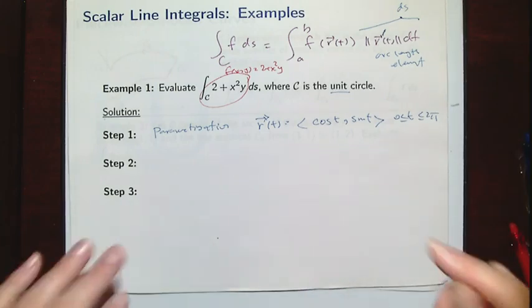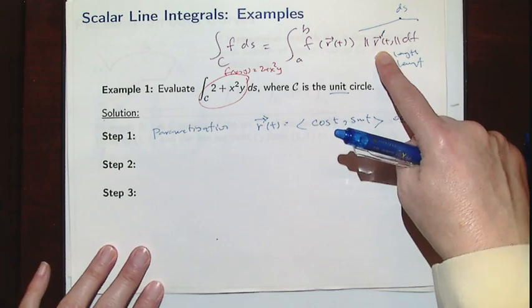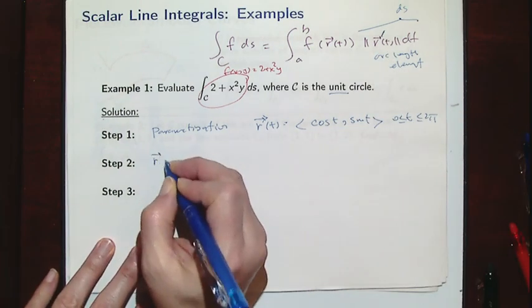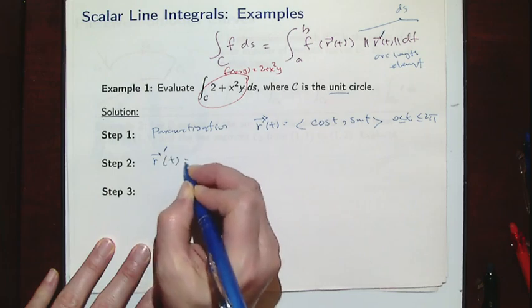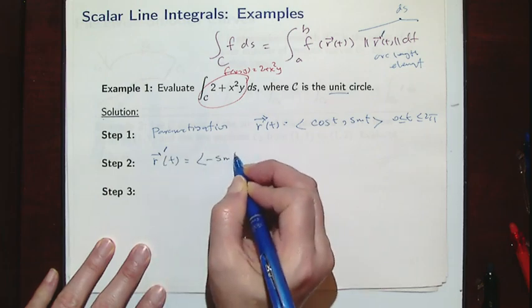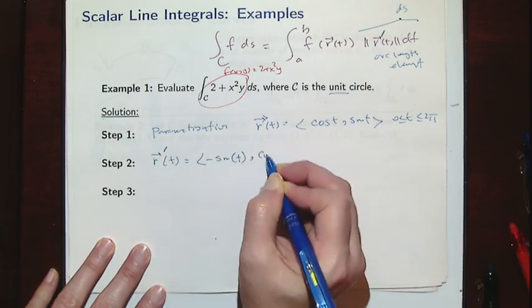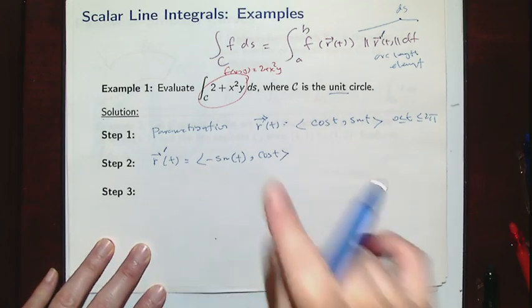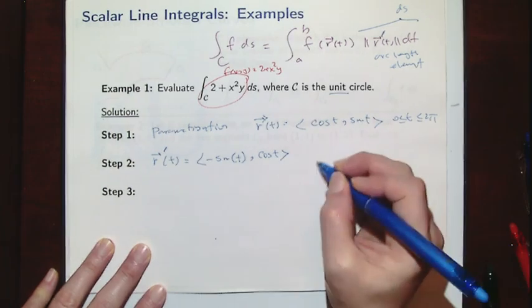I needed a parameterization to find arc length. So how do I find arc length? Take the derivative. R prime of t is negative sine of t and cosine of t. Agreed? Now, what do I need to do for arc length? I have to take the magnitude of this.